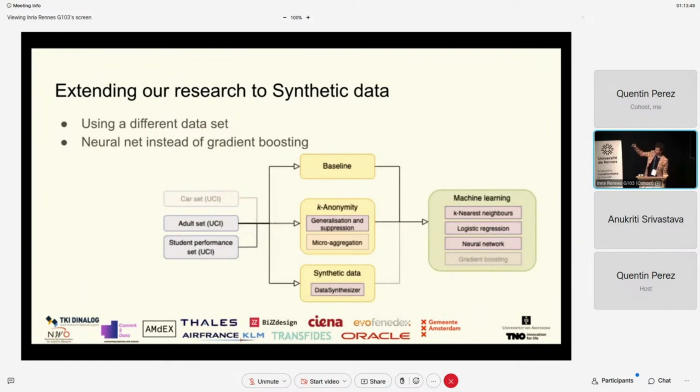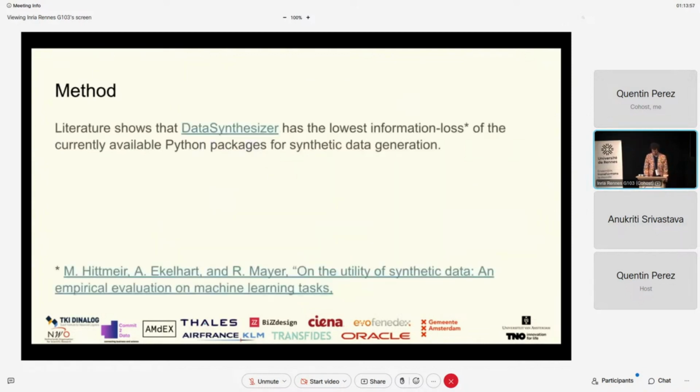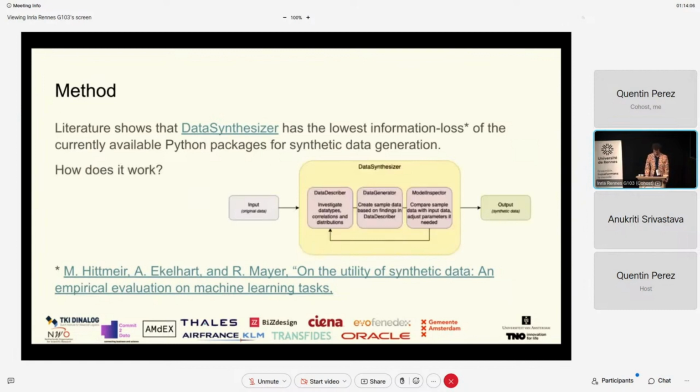And then we have another factor, which is synthetic data. We use 3 different machine learning techniques to see the impact on the accuracy and the energy consumption. What we used for synthetic data is Data Synthesizer, because literature showed that it was most accurate. How it works, and again I will provide the slides, so I'll go through it really quickly, is that first it will analyze the data, then it will try to generate new data, and then it will test if it actually represents the original data.